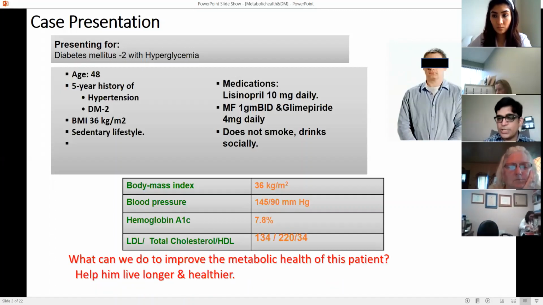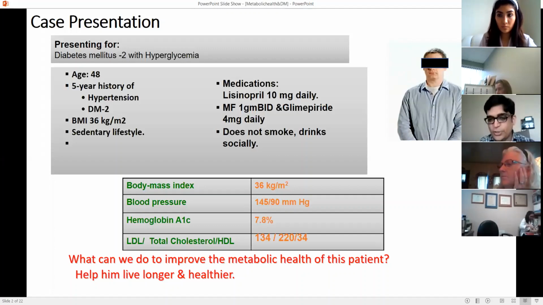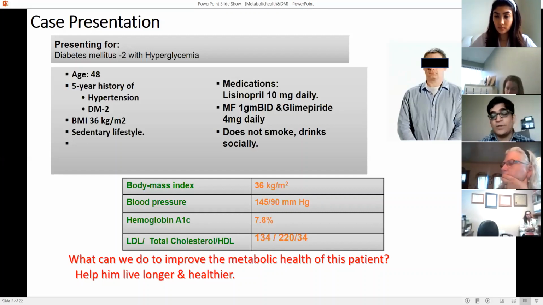Okay, so the question here is, what can we do to improve his metabolic health? We're going to work on the diabetes part, but what can we do to improve his metabolic health? The other way to say the same thing is, what can we do to help this patient live longer and healthier, meaning less complications from his diabetes, less strokes, kidney problems, heart disease, and also what can we do to help him live longer by preventing some of these complications.